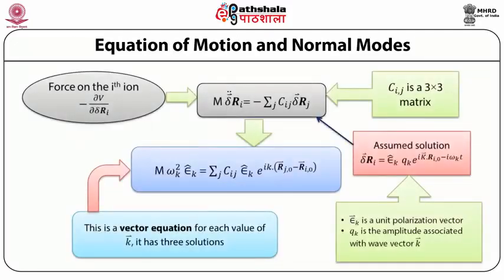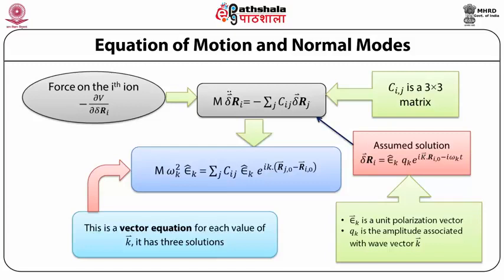Equations of motion and normal modes. We will discuss this concept here. The dynamical 3n equations of motion form the force on the ith ion, that is the negative of the partial differential of the potential V with respect to delta Ri, leads to the following equation: m multiplied by the double time derivative of delta Ri is equal to minus summation over j of Cij multiplied by delta Rj. Now note that each Cij is a 3 by 3 matrix.